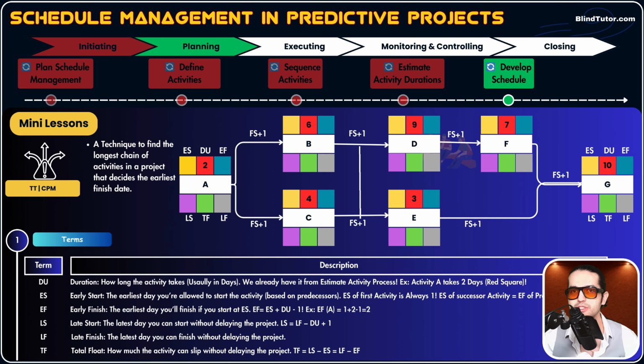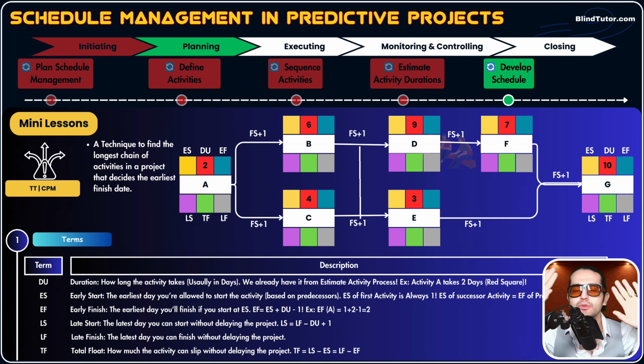FS plus 1. What's FS, guys? Finish to start with 1 lag. Remember, I said lag is a positive number. So FS plus 1 between A and B means activity B starts 1 day after activity A finishes. Okay? So ES of activity B is EF, early finish, of activity A plus 1. Plus 1 is that lag.